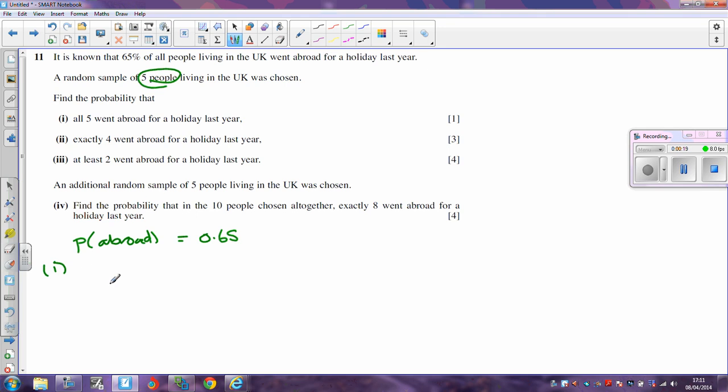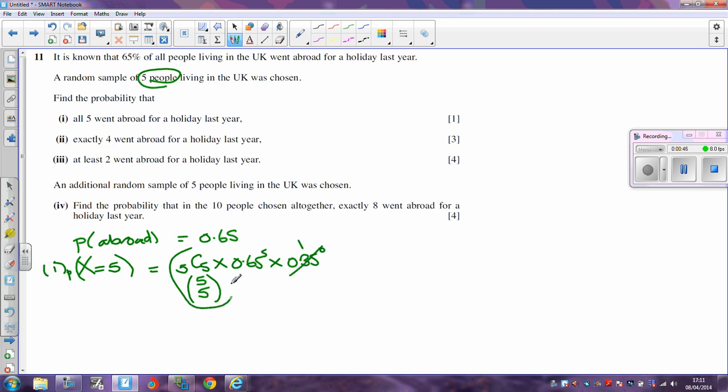So if x is the number of people who go abroad, we want here the probability that x is equal to 5. Now we need to multiply by binomial 5C5, or you might have learned that as 5, we'll worry about that in a minute, times 0.65 to the power 5, because there are 5 of them, multiplied by 0.35 to the power 0. Well, that's just 1, so we can forget about that.